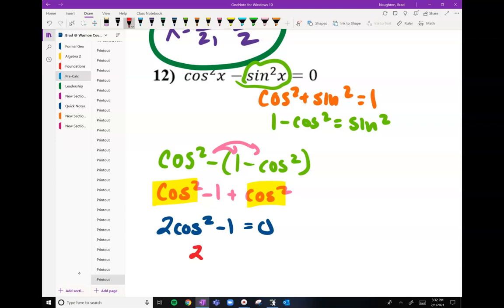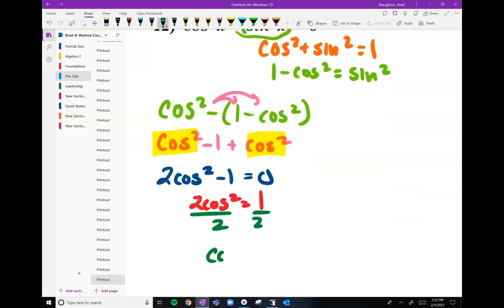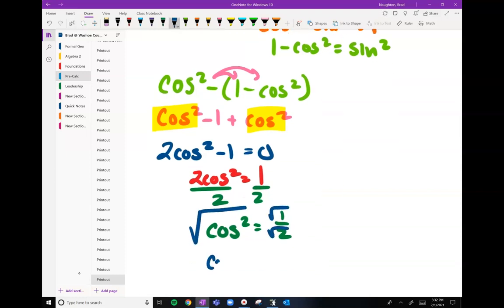Move the 1 over: 2 cosine squared is equal to 1. Divide both sides by 2, and I get cosine squared is equal to 1/2. Well, that's great, but I just want cosine. So square root, and I get cosine is equal to 1 over root 2. Remember, we can't leave it like that, so we'll rationalize and get root 2 over 2.